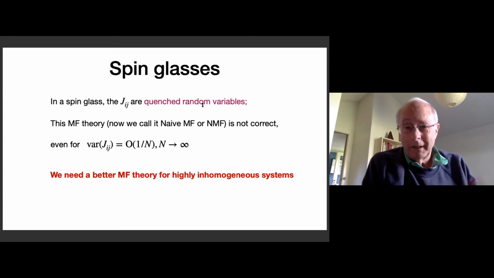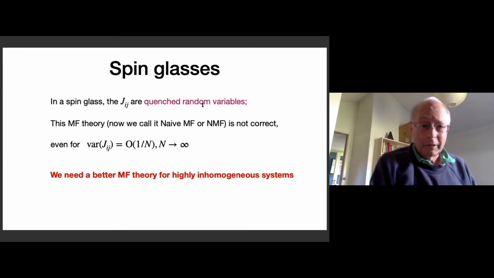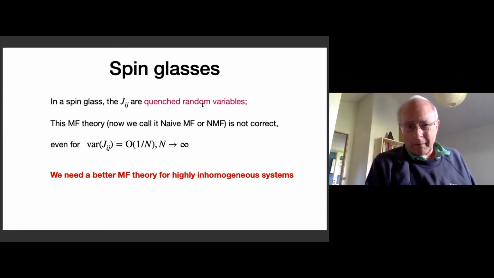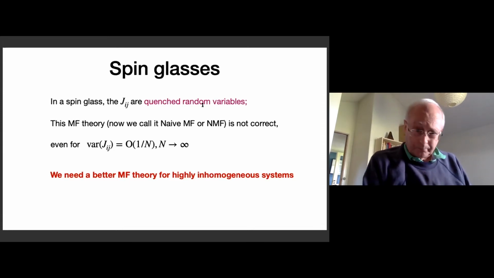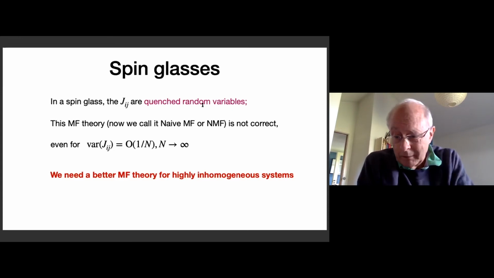But still, the fact that these are quenched random variables, and you can see it most clearly when they have zero average, means this mean field theory isn't correct, even if the variance of the J's goes small when the system gets large. So it was recognized early in the history of spin glass theory that we needed a better mean field theory, to do mean field theory correctly for spin glasses, and by extension for other highly inhomogeneous systems.